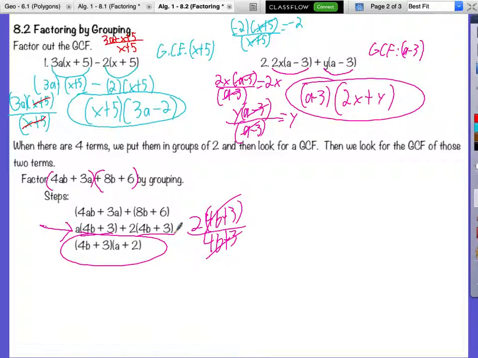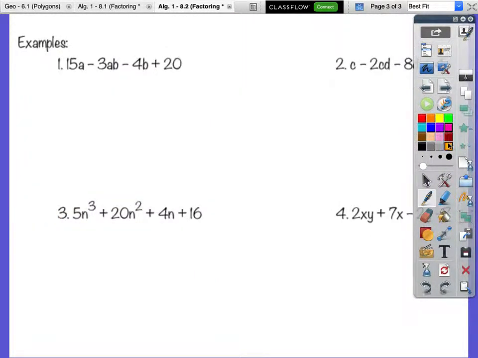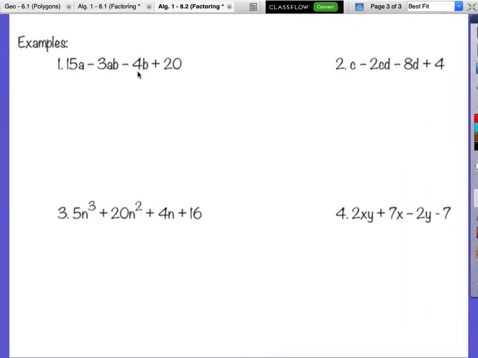Questions on that? Okay, we're going to practice this here real quick. So, let's flip the page to example 1. How many different terms do we have here? 4. We have 4 terms. So what are we going to do when we have 4 terms? Put them in groups of 2. So the first 2, and we'll take this sign with that second parenthesis. We'll take that negative sign with that parenthesis. It's a good habit for us to get into.